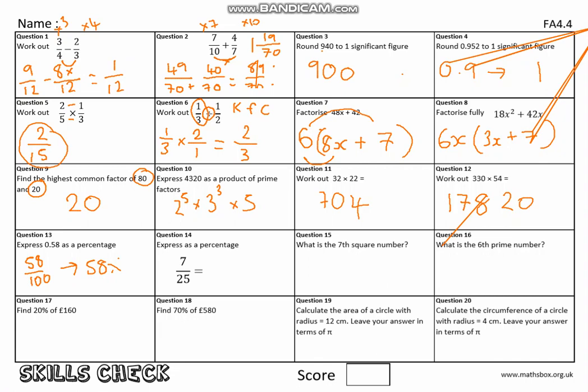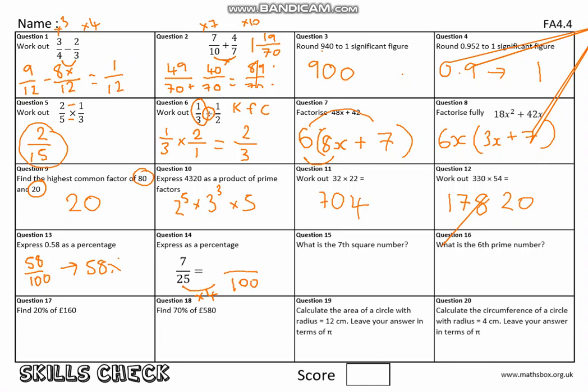Next one then says express as a percentage 7 over 25. Now, as I just said, all percentages are out of 100. So I need to make my denominator out of 100. So I've already got 25. So what do I have to do to 25 to get that to 100? Well, I have to times it by 4 to get 100 on the bottom, which is what I want.